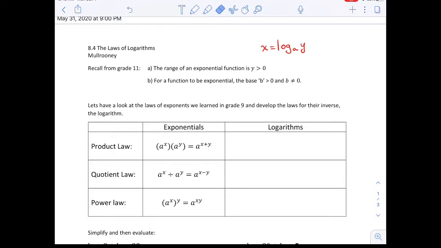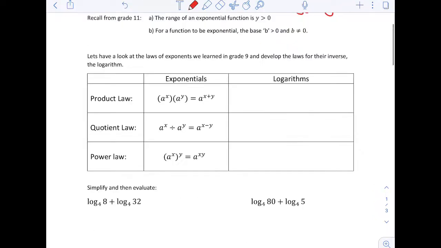So we'll look at these laws down below here. You might remember these, the product rule, which said if we're multiplying two powers with the same base, that a, we're multiplying those, we add the exponents together. That was a rule that you learned back in grade 9. Now we have one for our logarithms. Now, if we evaluate what we got here, basically, remember, logarithms work with the exponents.